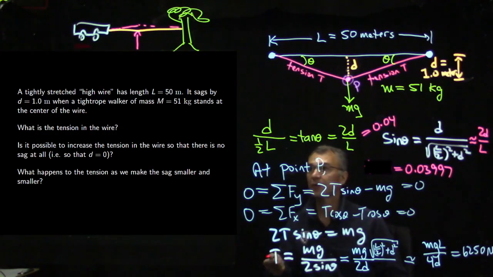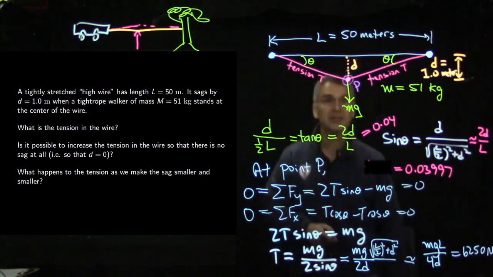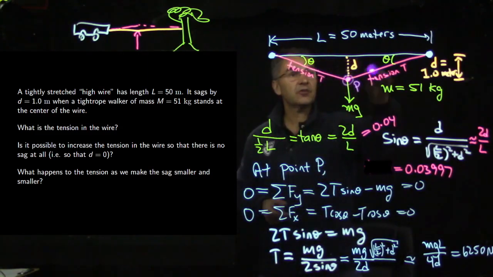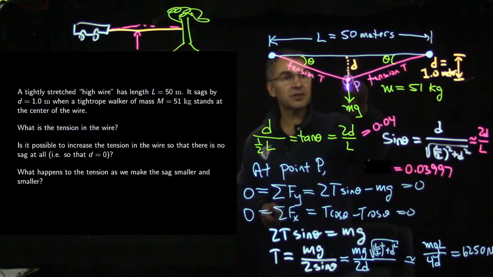We have two more questions here to answer. Is it possible to increase the tension in the wire so that there is no sag at all? In other words, make the tension so big that d is 0. I claim the answer is no, because it is the fact that d is non-zero which allows us to have a vertical component of this force created by the tension, and that vertical component is what offsets the weight.